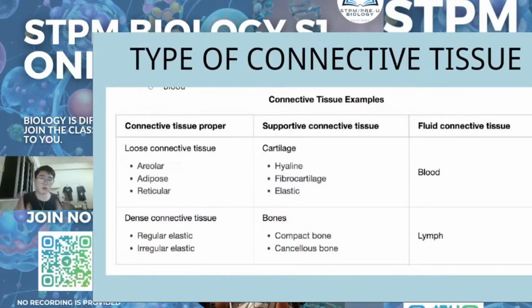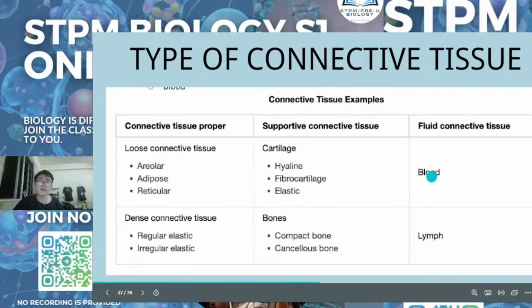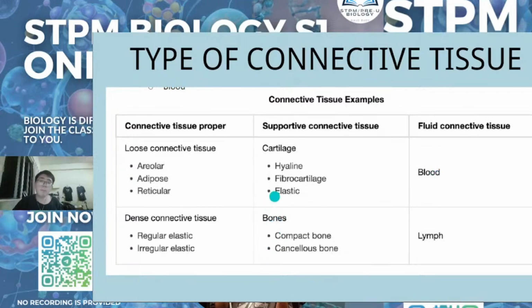So these are all the types of connective tissue that you should learn. Blood, cartilage and bone are the examples, and also our adipose tissue, and also dense connective tissue and loose connective tissue. So all of these you should learn in your syllabus. So I will explain one by one.